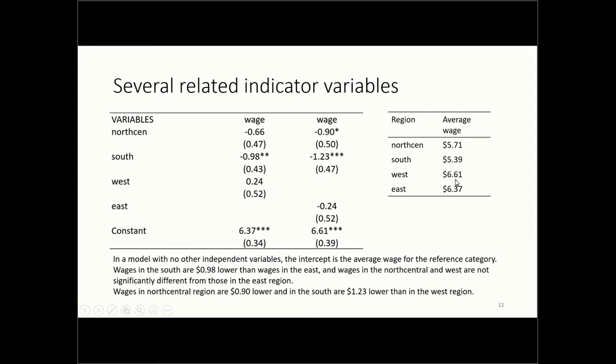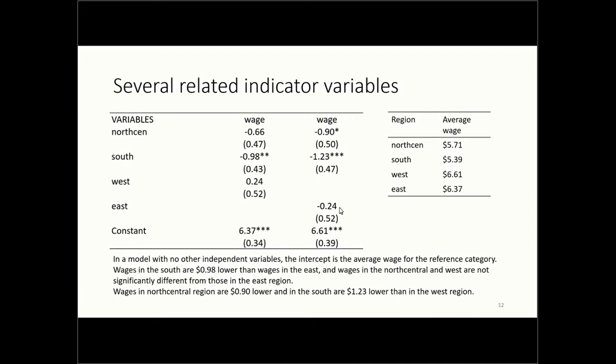Notice that if this is the salary in west, what we're saying is that north central has 90 cents lower wages than the west. You can see that difference even from the average wages, or that south has $1.23 lower wages than the west. You can see these numbers by just taking the difference. Again, if we don't have any other independent variables in the model, the intercepts would be exactly the average wage for the region. And notice that these coefficients flipped exactly: same magnitude and significance, just flipped sign. Why? Because this coefficient is the salary in west as opposed to the salary in east, while this one is the salary in east as opposed to the salary in west. That's why they're opposite in nature.